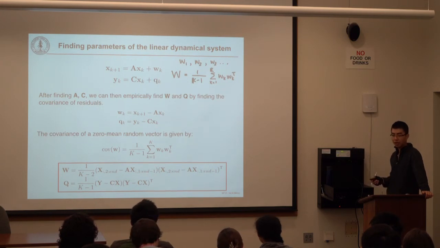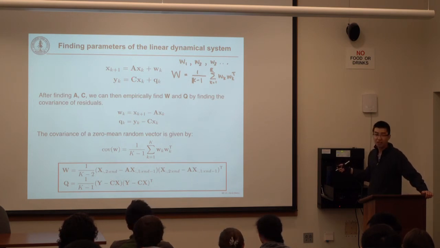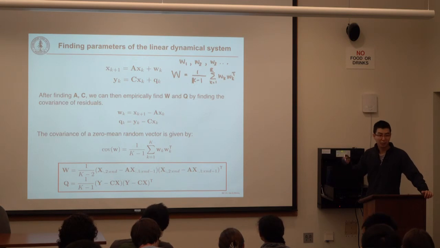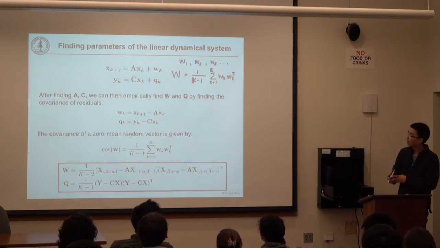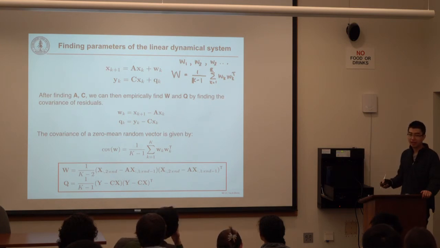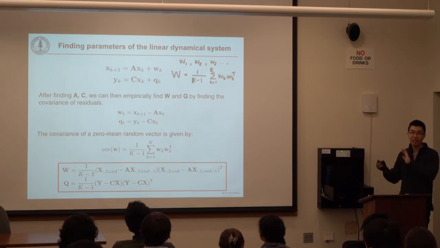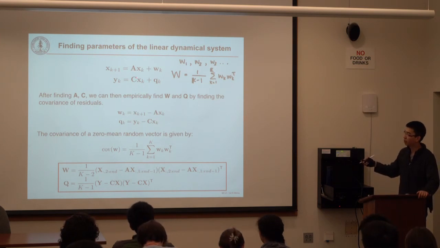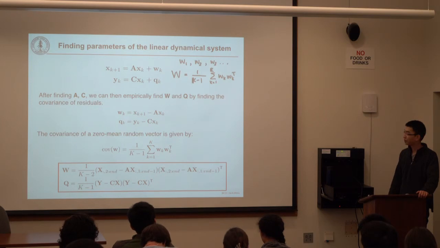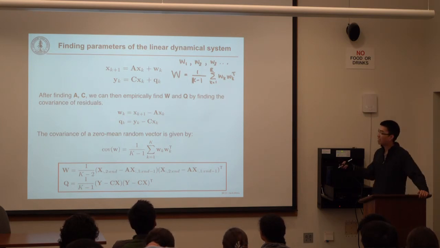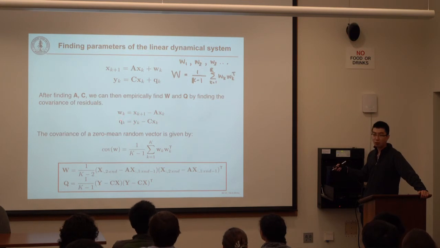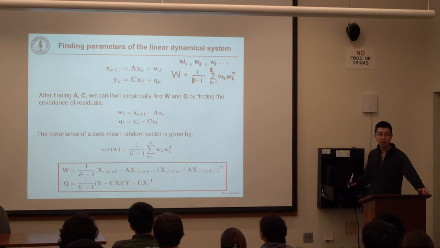Now, we don't directly observe these noises, but because we know what A and C are, we can back calculate what these noises are, right? So W1 is merely x2 minus AX1, and so on and so forth. Is that clear to everyone? Similarly, QK is just YK minus CXK. All I've done is subtract these matrix multiplies and put them on the left-hand side of the equation. Okay? And so now I have a sample of the noise for each time step, W1, W2, all the way up to WK, and also for the observations, Q1, Q2, all the way up to QK.